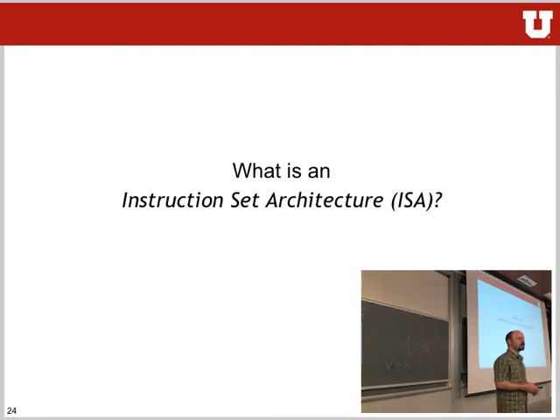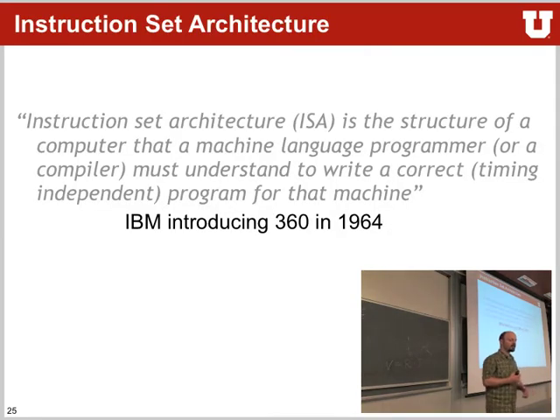Exactly. Well, in 1964, IBM introduced the 360, or the IBM 360, and there the definition of the ISA was: an instruction set architecture is the structure of a computer that a machine language programmer or a compiler must understand to write a correct timing-independent program for that machine. Which word do you guys think is key in here? This whole sentence. Which particular word describes the ISA best? Construction? Machine language?